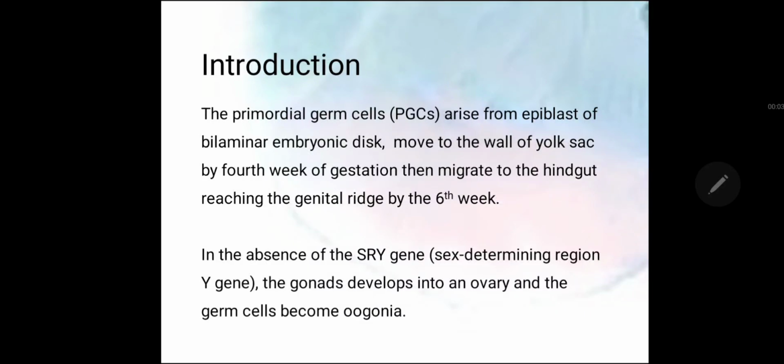Okay, primordial germ cells arise from the epiblast and move to the wall of the yolk sac by the 4th week. They develop or arise from the 2nd week. At the 4th week of gestation, they move to the yolk sac. Then they migrate to the final destination, the hindgut, to reach the genital ridge by 6 weeks. All of this occurs by the end of the 6 weeks, when they reach the genital ridge.